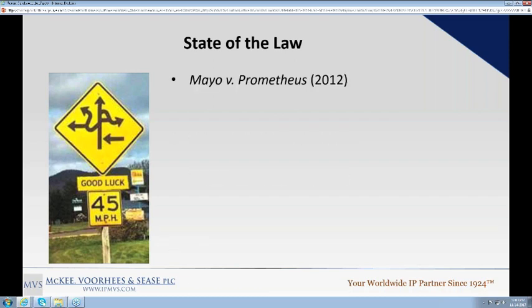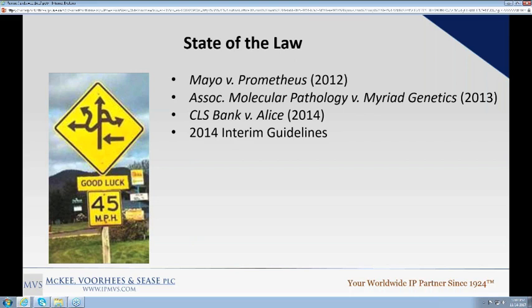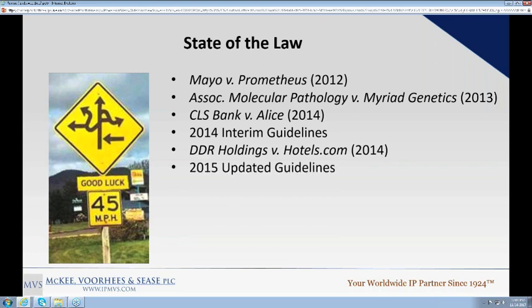Walking through those, we had Mayo versus Prometheus in 2012. After that, we had Association for Molecular Pathology versus Myriad Genetics in 2013. Then there was Alice, and then the PTO entered some interim guidelines. After the interim guidelines, we had a little bit of hope because we had DDR Holdings, thinking, oh good, maybe some cases dealing in the software area can actually get through and are patentable. Unfortunately, DDR was the only case for a long time in that area that did obtain a patent.